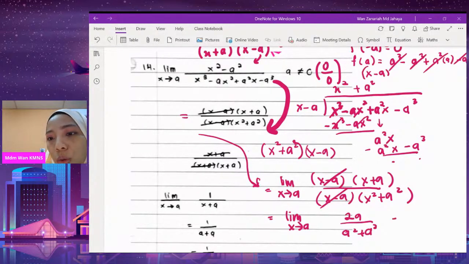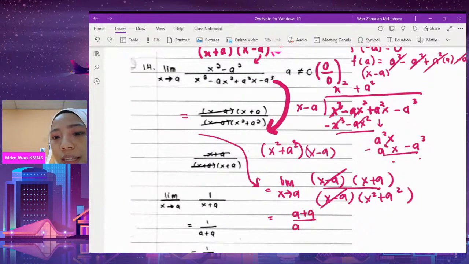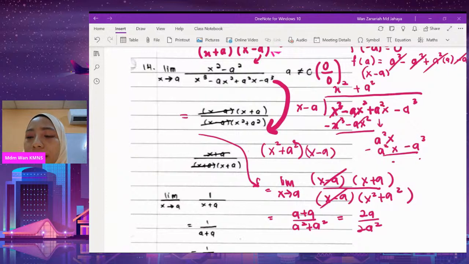Okay, so when you substitute, oh, this one I haven't substituted, so I have to write. If we substitute, we no longer can write down limit x approaching a. Kalau cikgu dah ganti x ini dengan a, so I terus kena tulis a plus a over a square plus a square, which gives us 2a over 2a square. Agree everyone? Agree? If you get the same, please write down at the comment below.